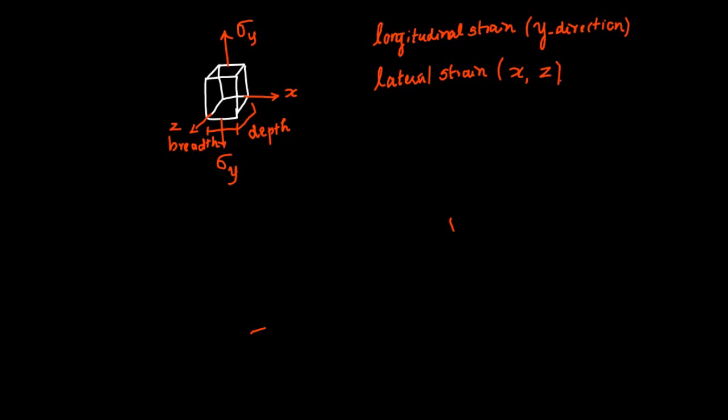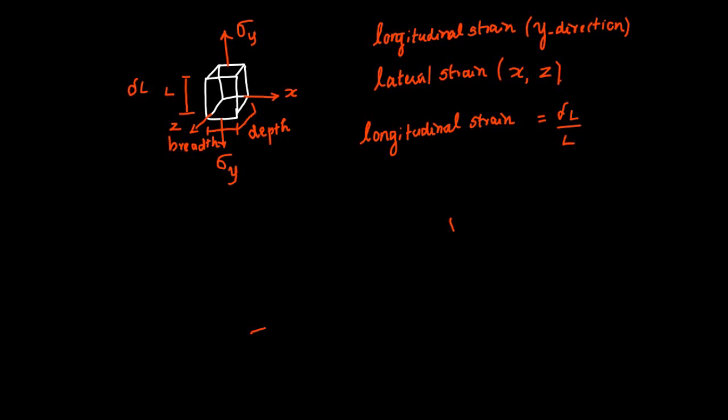We know very well what is strain. It is going to be change in length divided by original length. So let me also represent that. Maybe I can call the height as L, and I can call the change in length as del L. Now I can define longitudinal strain as change in length divided by original length. So longitudinal strain is going to be change in length divided by original length.